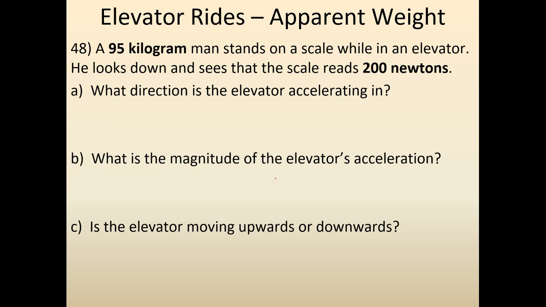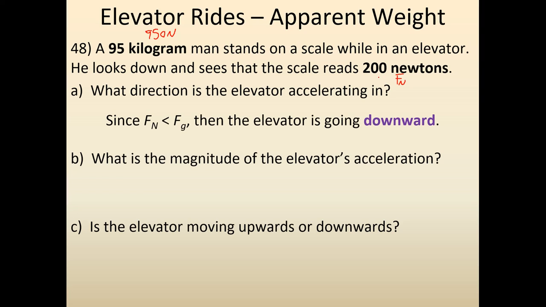All right. So they want us to figure out what direction the elevator is accelerating in. Well, I know that my weight is going to be 950 newtons. I know that the scale reading is 200 newtons. That's my normal force. So because the force of gravity is greater than the normal force, we have to have the elevator accelerating downward, because that downward force is bigger.